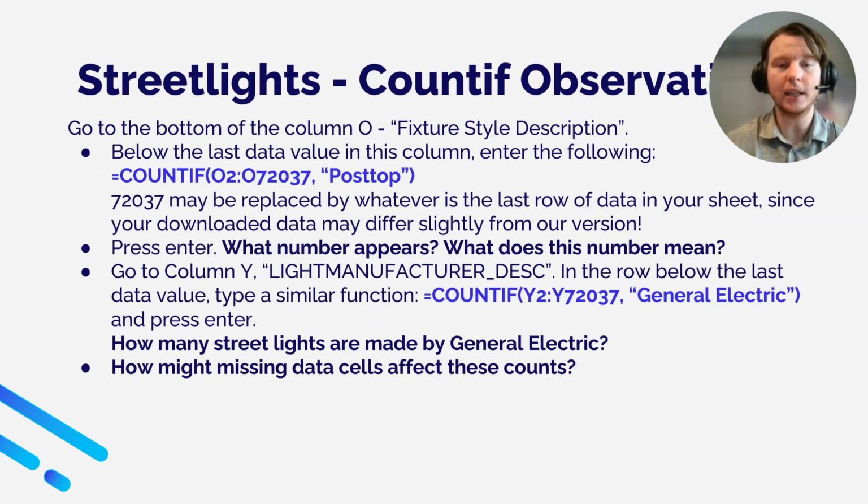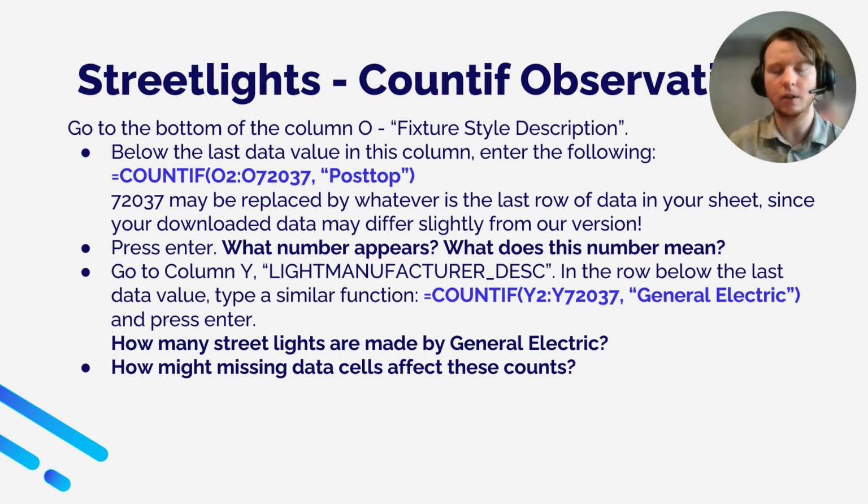Next, we apply this function to the fixture style description, which in the Google Sheet should be column O. We're going to have students scroll to the bottom of this column and enter COUNTIF O2 to O72037, posttop. Posttop being a fixture style that is in that row.